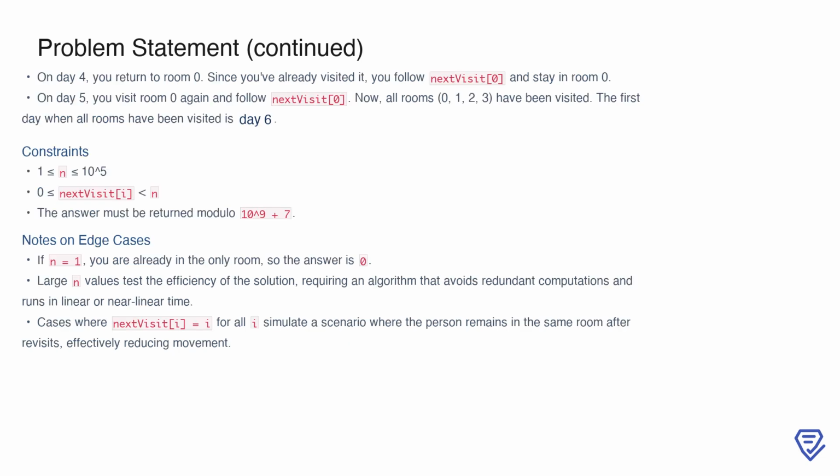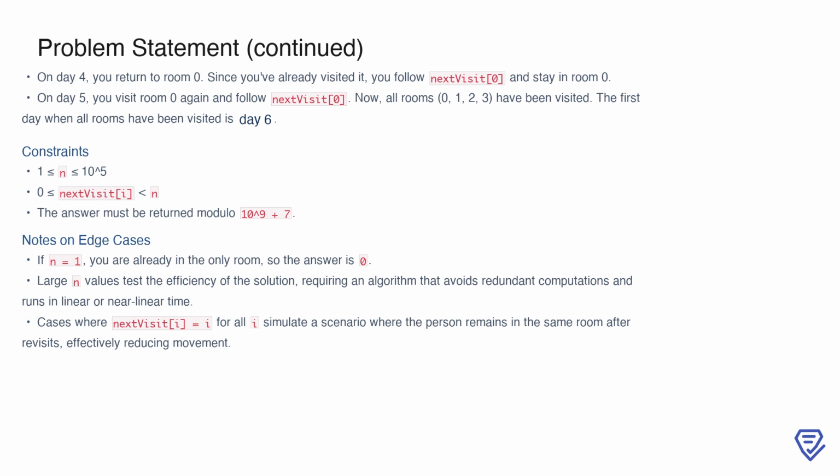On day 4, you return to room 0. However, this time, since you've already visited room 0 before, you follow nextVisit[0], which tells you to stay in room 0. On day 5, you visit room 0 again and follow the same rule, staying in room 0. At this point, you've visited all the rooms, 0, 1, 2, and 3. Therefore, the first day when all rooms have been visited is day 6. This example demonstrates how the rules work over multiple days and how the nextVisit array determines your movements.